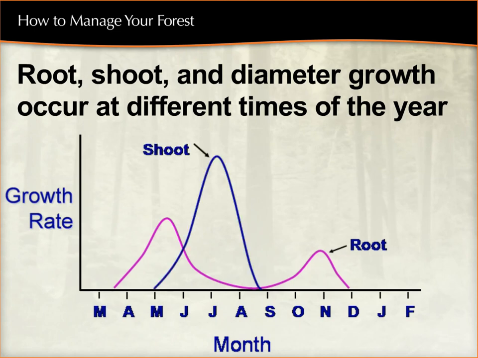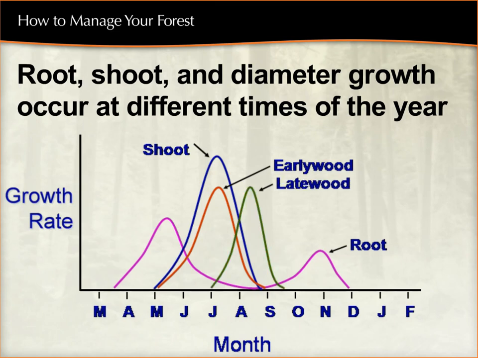The shoots or tips of the trees begin to grow next, peaking around mid-July before slowing down and stopping by September. Conifer wood is comprised of early wood and late wood, which we'll discuss in the next slide. The early wood begins about the same time as the shoot growth, and the late wood starts around late June.